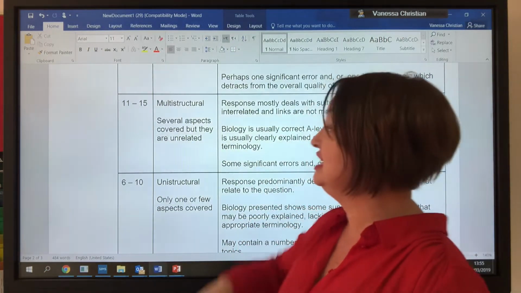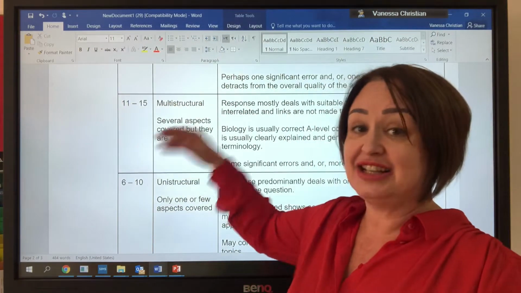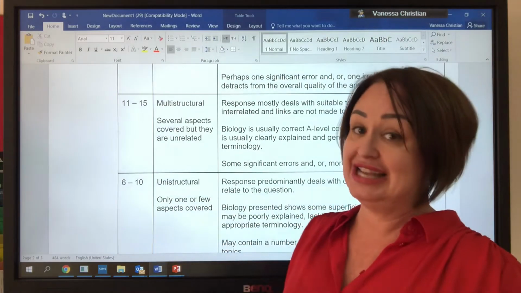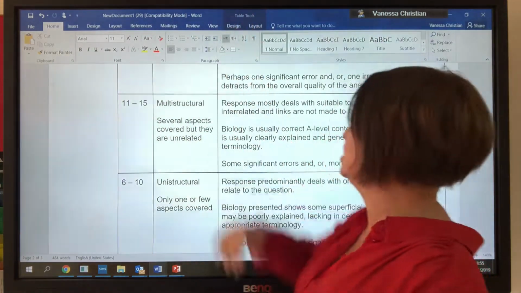AQA have clarified that you don't have to roll one paragraph onto the next. The paragraphs don't need to be interrelated. The paragraph needs to be related to the title of the essay.